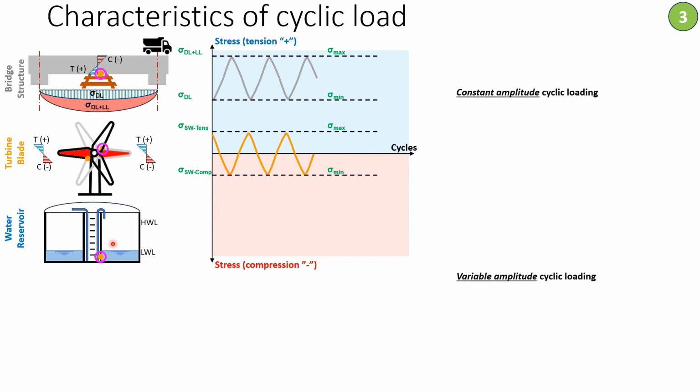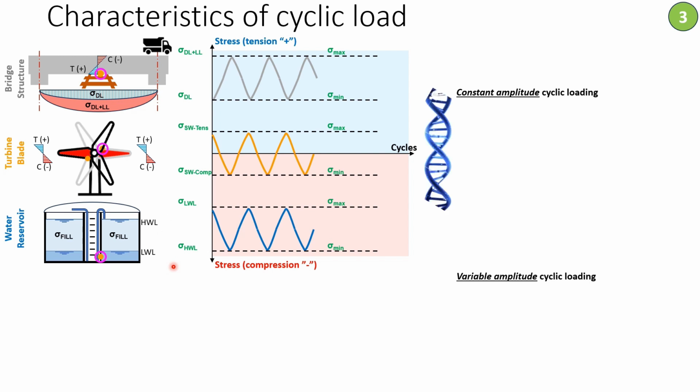Then we're going to talk about the inner service shaft, and the orange dot, which is under ring compression due to the hydrostatic pressure of the water filling the reservoir. The state of stresses is between full and empty, and the whole variation of stresses is within the compression zone.